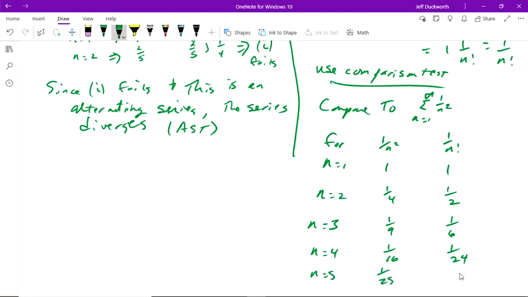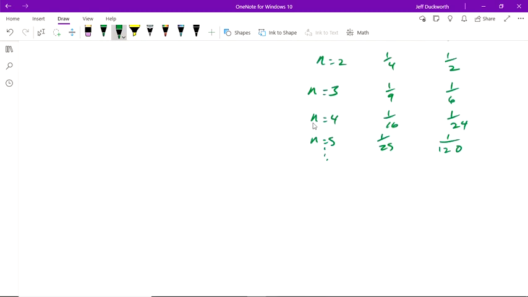For n equals 5, we have 1 over 25, and we multiply the 24 by 5 and get 1 over 120. And it's going to get larger as we go on, meaning the denominator of n factorial is going to increase quicker than n squared. So for n greater than or equal to 4, we have that 1 over n squared is greater than or equal to 1 over n factorial.